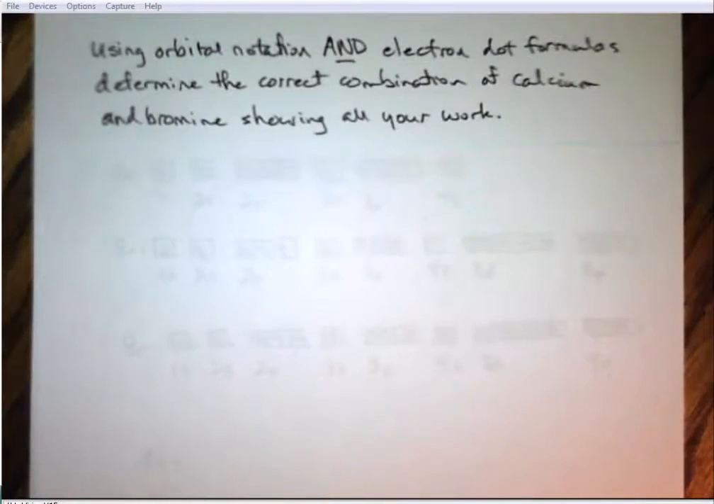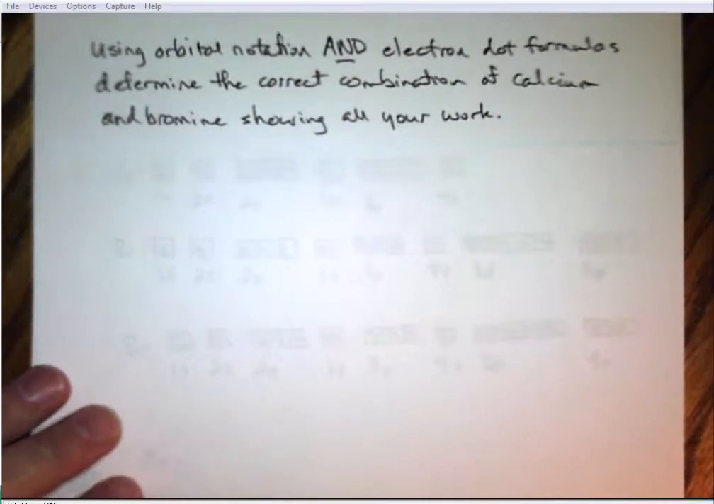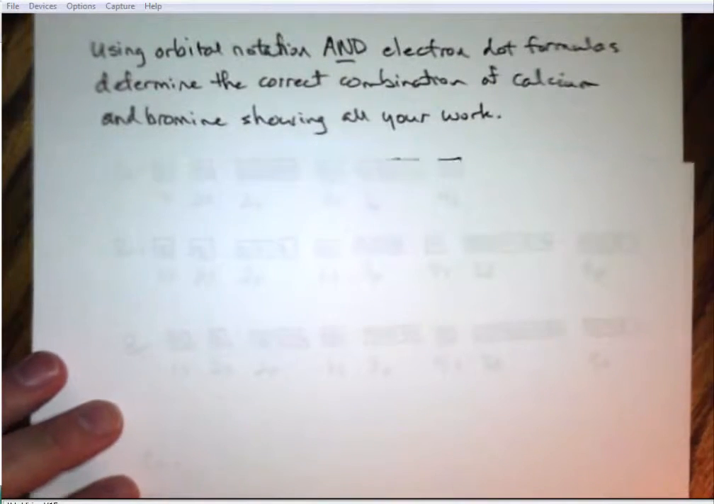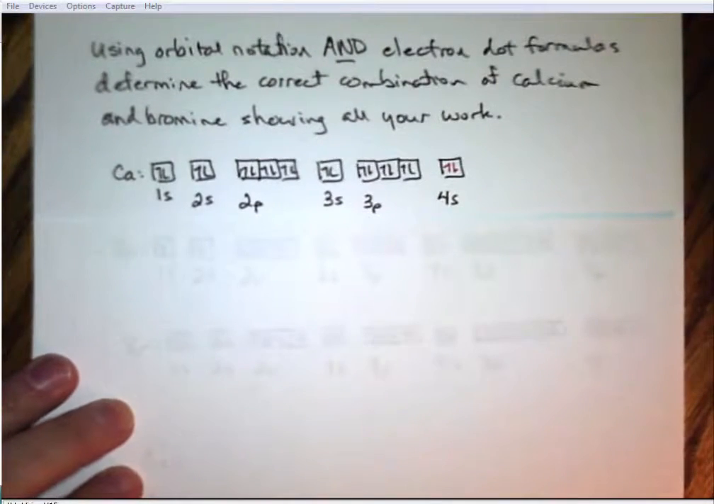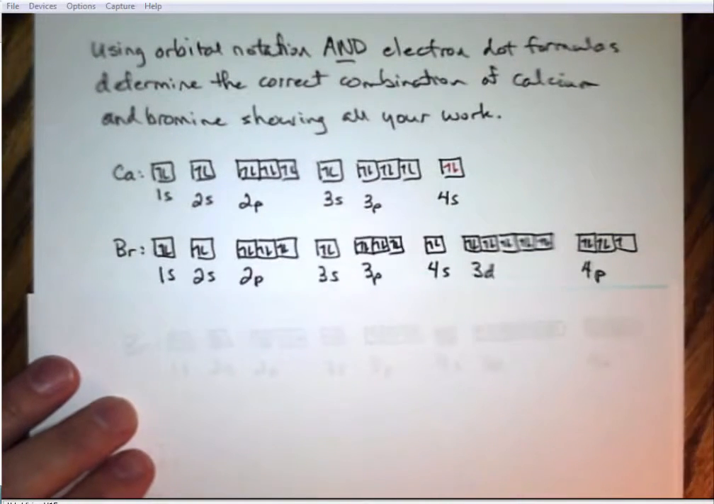All right, so we're going to use orbital notation and then electron dot formulas to determine the correct combination of calcium and bromine, showing all the work, okay? So the calcium orbital notation looks like this. We have 2 electrons in the highest energy level, that's the 4th energy level, and the s sublevel, we stop right there, okay? And then bromine looks like this.